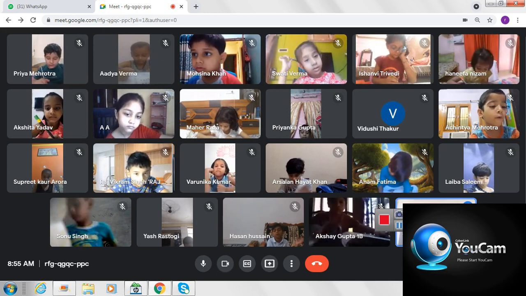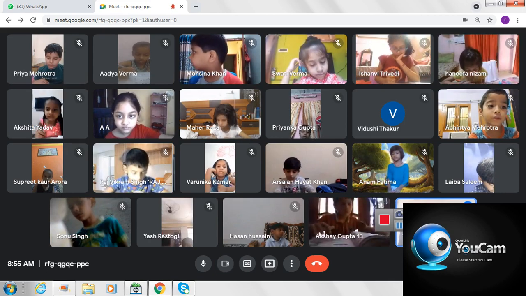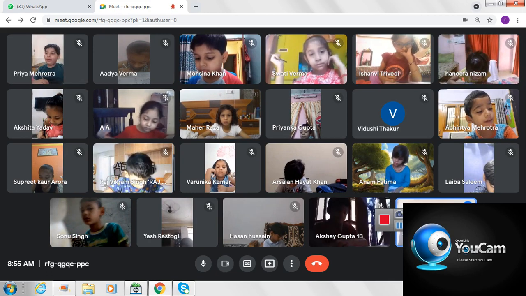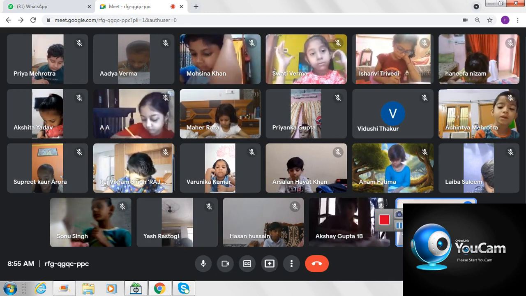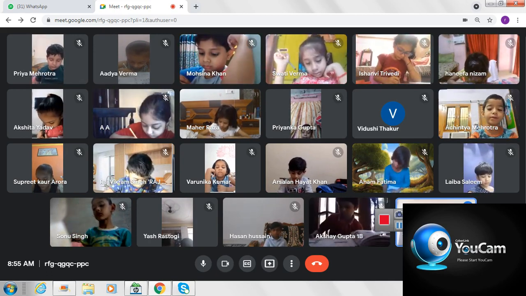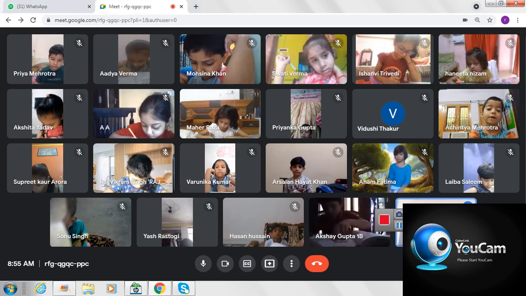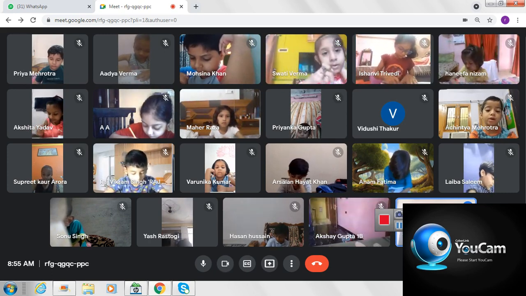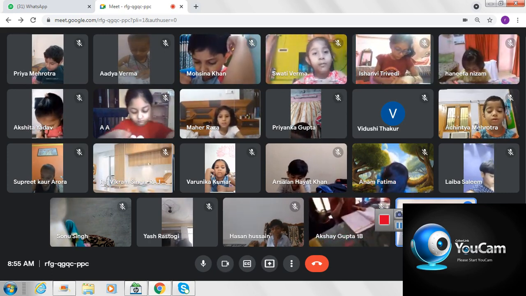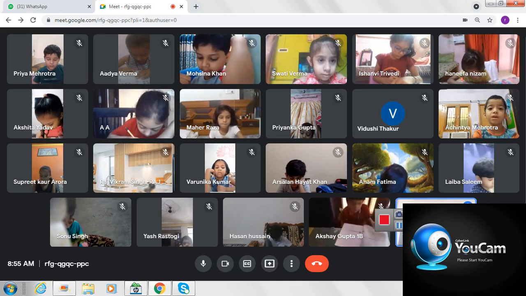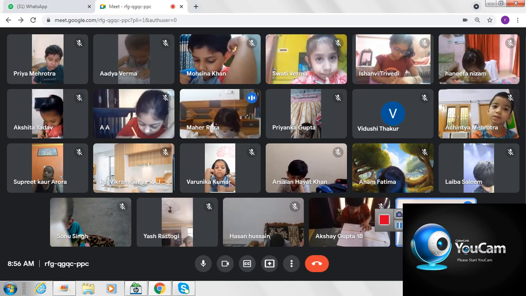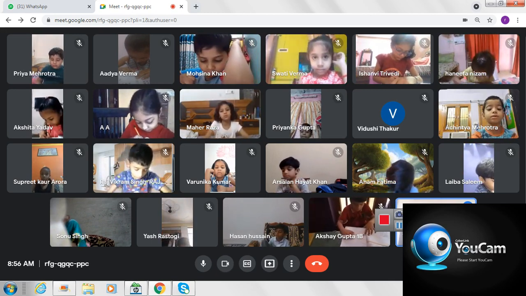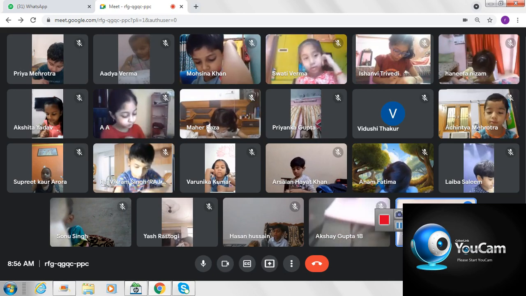Myra, in the first sum 8 plus 1, how many strokes will you draw in the first square? How many strokes will you draw in the first square, Mahira? 8. Very good. And in the second square, how many strokes will you draw? 1. And 8 plus 1 is equal to? 9. Very good. Do it all of you quickly.